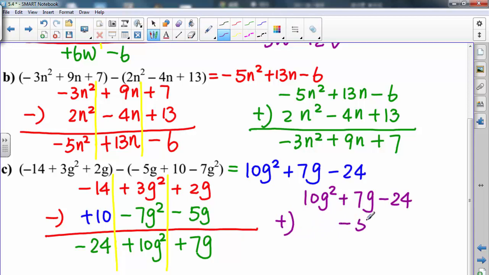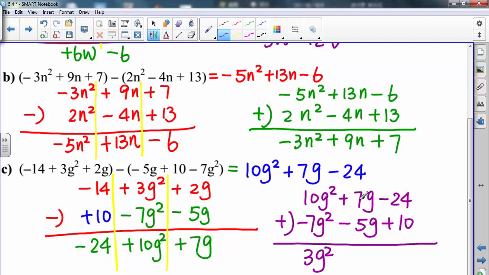So negative 5g, positive 10, negative 7g squared. So 10 plus negative 7, 3g squared. Positive 7 plus negative 5, plus 2g. Negative 24 plus positive 10, negative 14. This one is exactly the same as the first polynomial, although they are in different orders. However, the terms are exactly the same accordingly.